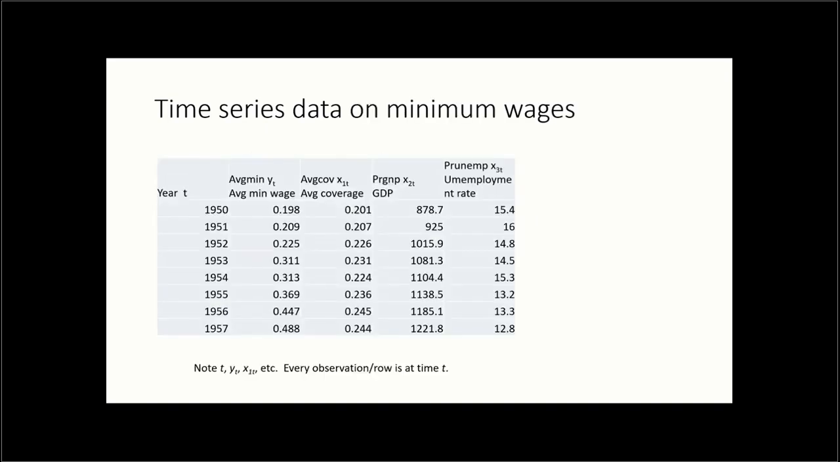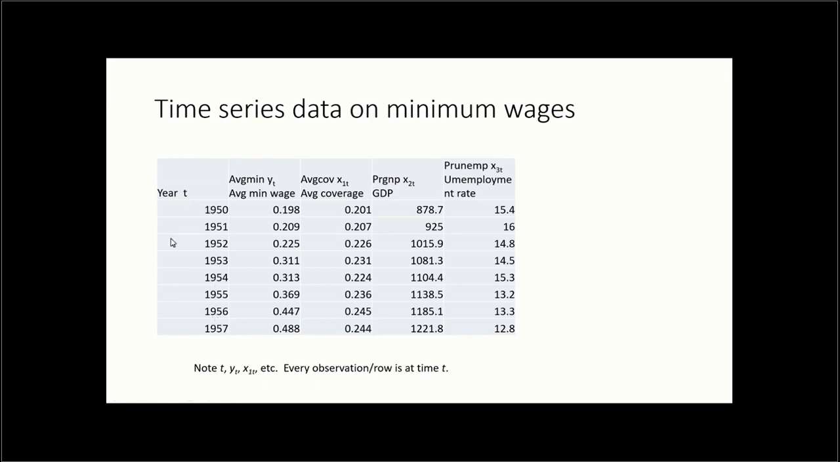So here is an example of time series data, and this is of minimum wages. So here we would have year T, and here are the several years that we have in the data. Our dependent variable YT would be the average minimum wage, and then we have average coverage, GDP, and unemployment rate as, say, independent variables. So notice here that the I dimension that we had before is replaced by T because the data is not for people. So the rows here are not people like it was before, but are years.